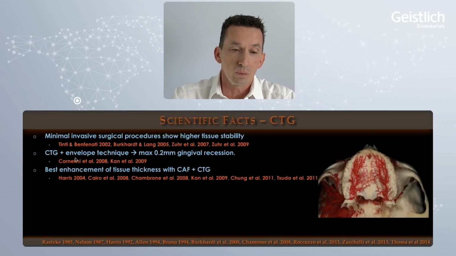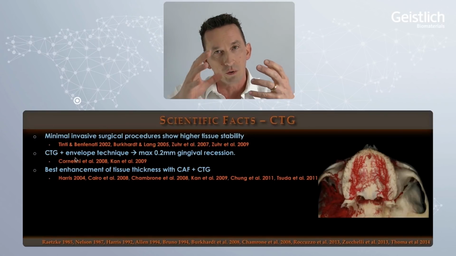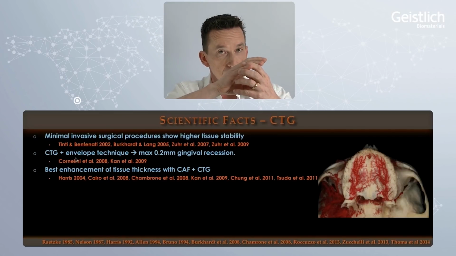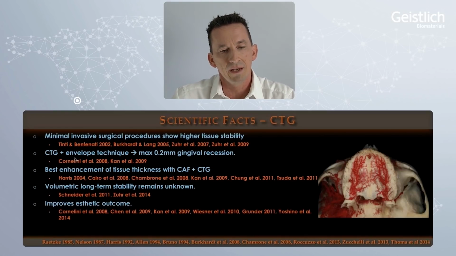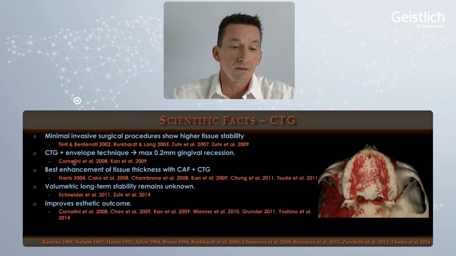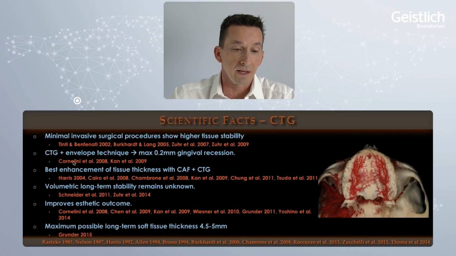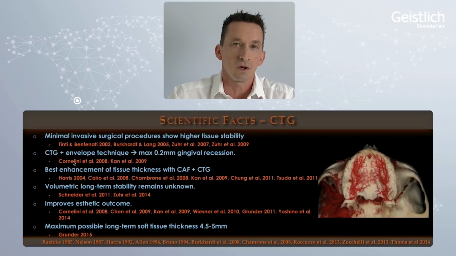The best enhancement we have is if we combine the connective tissue graft with a coronally advanced flap covering the connective tissue. But at the end of the day, we don't really know about the long-term stability. The aesthetic outcome over several years is improved. And finally, the maximum possible long-term tissue thickness is about 5 millimeters. Above that, you can't only do soft tissue grafting, you need hard tissue.